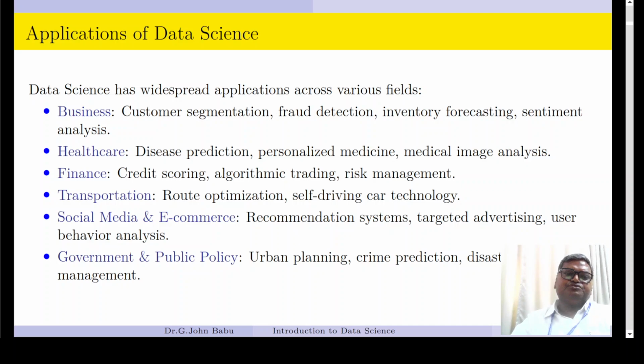Coming to the applications, rather than where it is applicable, we can say that there is no area in which data science is not applicable. Every area is driven by data. But to name a few for our academic purpose, firstly, business.